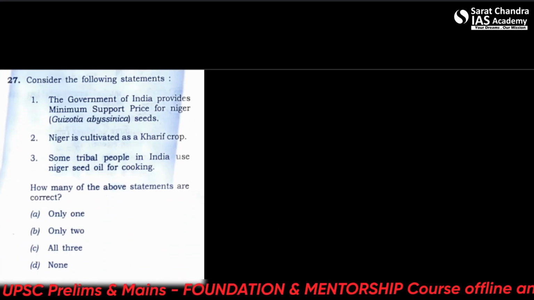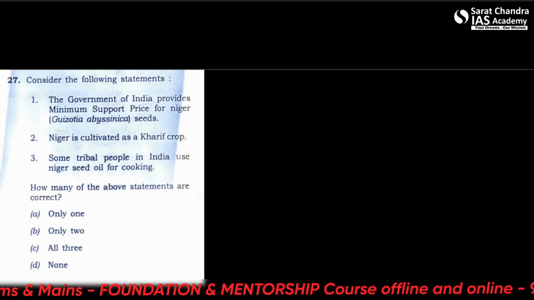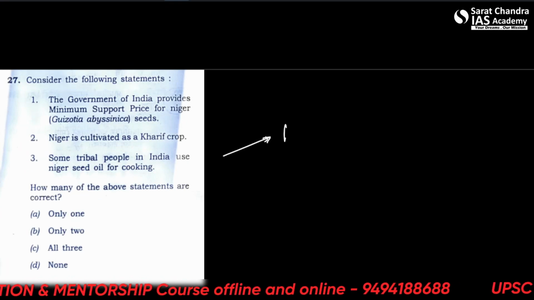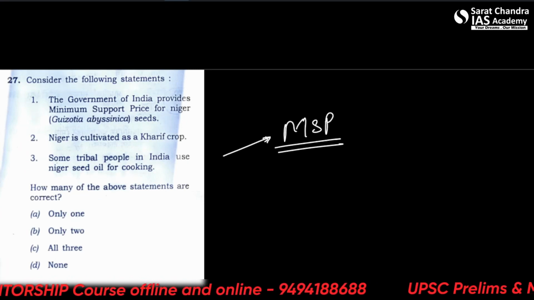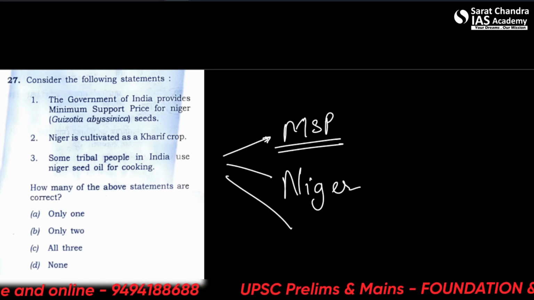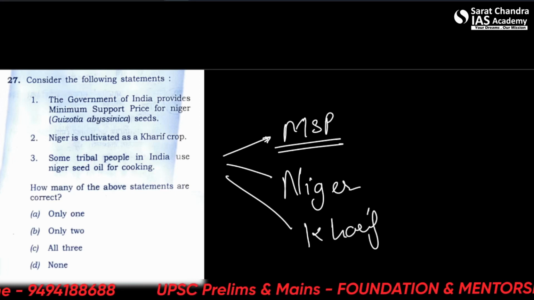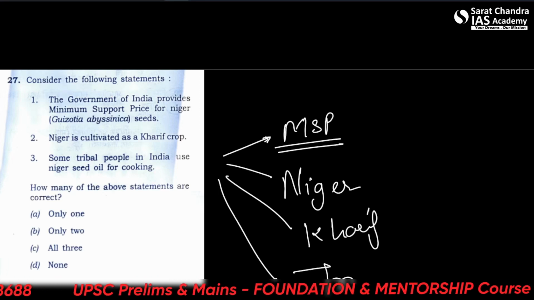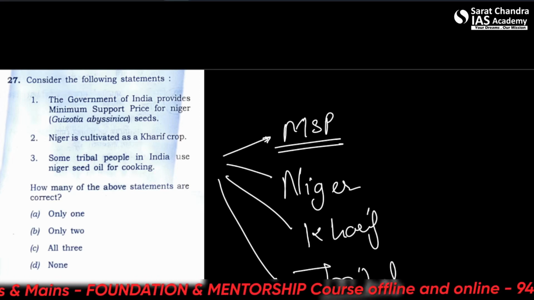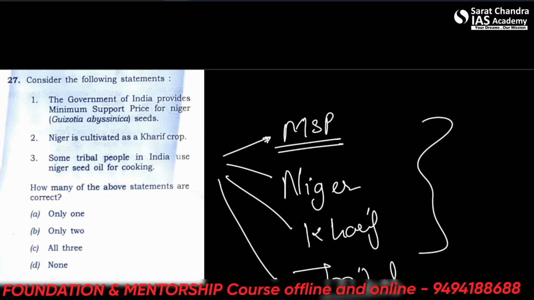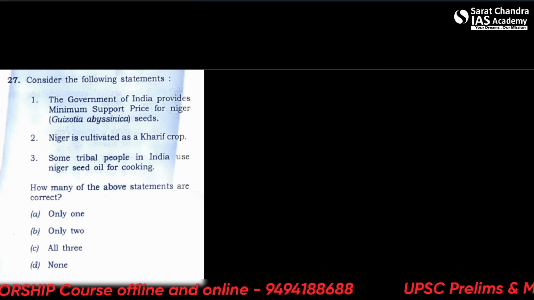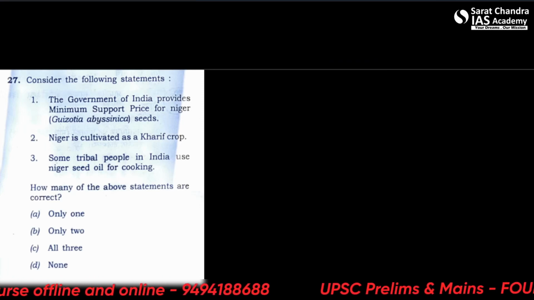The government of India provides minimum support price for Niger seeds. Niger is cultivated as a kharif crop. Okay, MSP. Niger. These things are very important for us to know. Kharif crop. Some tribal people, and Niger seed for cooking. So these are some things that we should know. We'll be dealing with it in the next question as it is a little big question. So we'll see it in the next question. We'll also take some learning. So let's deal with this in the next lecture.